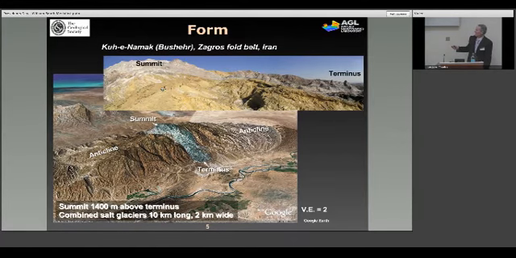The terminus of it, the end of the salt glacier, is down here. So from ground level, this would be the summit, and this would be the salt glacier thinning off in the distance, gradually getting thinner by dissolution.